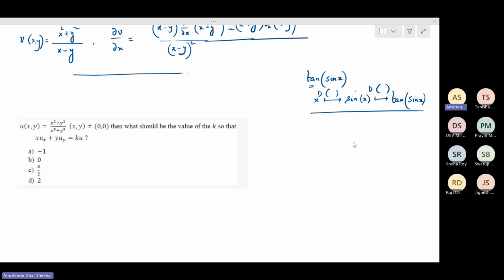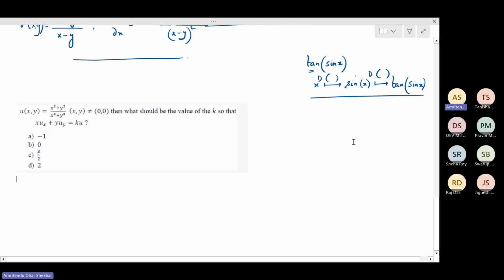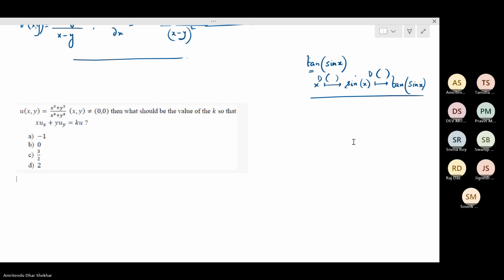All right. Let's proceed. So you have a problem, u, where u is (x squared plus y squared) upon (x cubed plus y cubed). Again, you have to compute x ux plus y uy. So let's see what x ux is. Let's see what ux is first. U is equal to (x squared plus y squared) upon (x cubed plus y cubed).